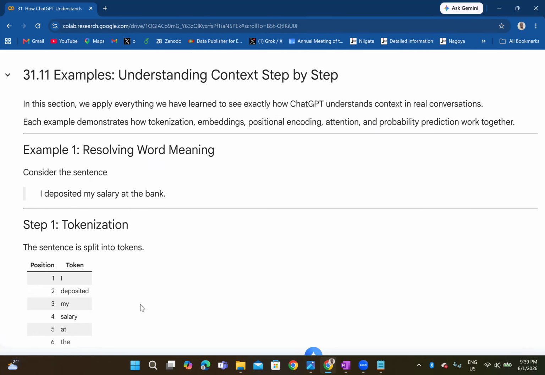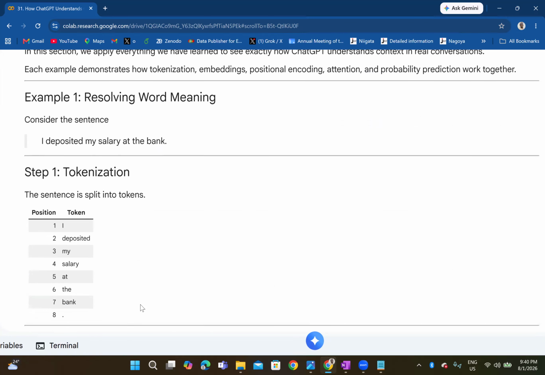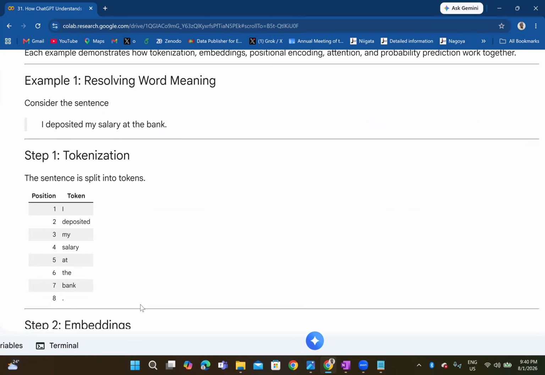So talking about examples, under context, understanding context step by step now. In this section, we apply everything we have learned to see exactly how ChatGPT understands context in real conversations. Each example demonstrates how tokenization, embeddings, positional encoding, attention, and probability prediction work together. So resolving word meaning now. Consider the sentence, "I deposited my salary at the bank."